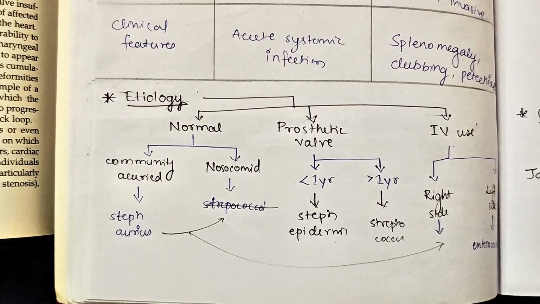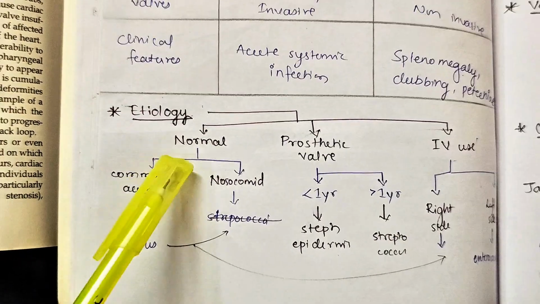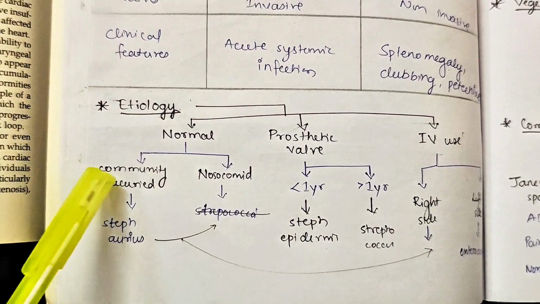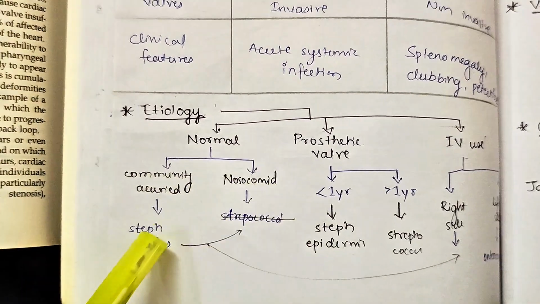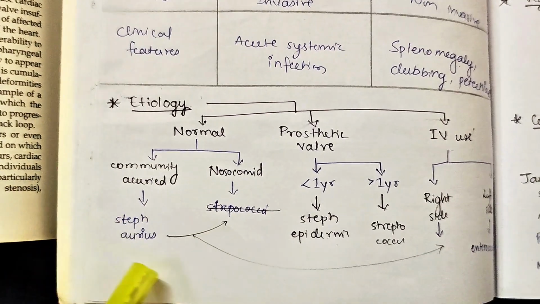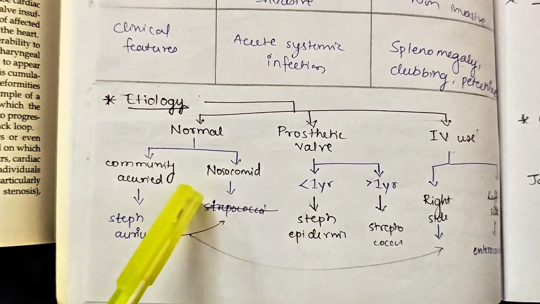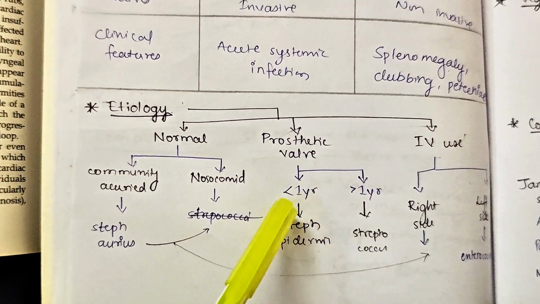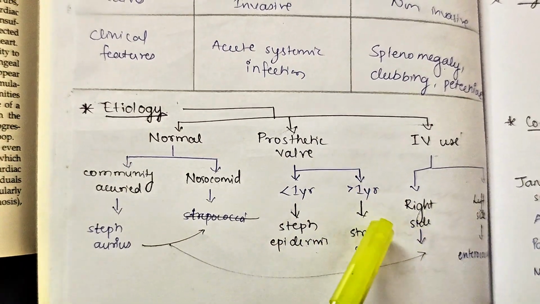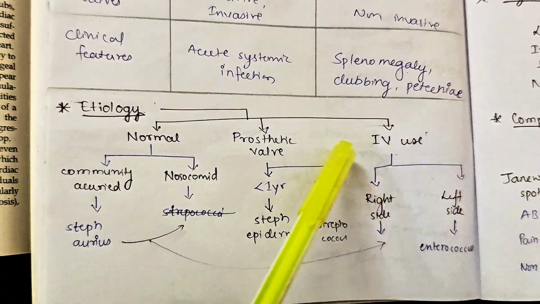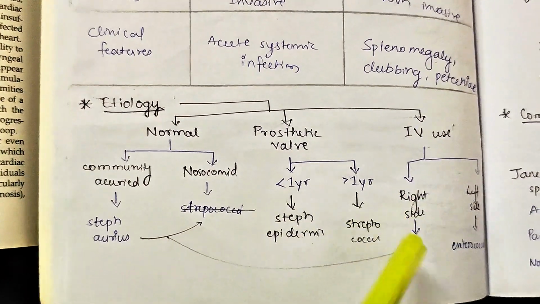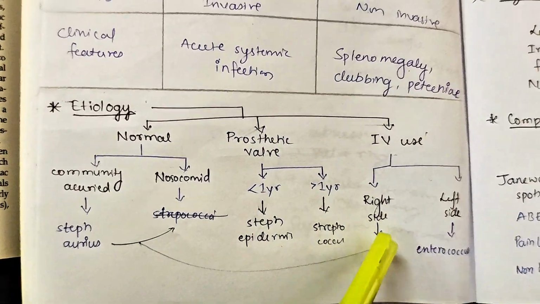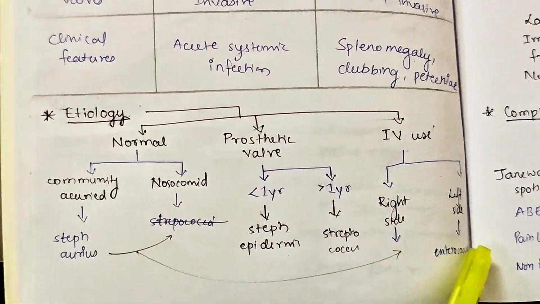Etiology: which infections are caused by which organisms? First, normal, community acquired and nosocomial. Community acquired is Staph aureus, and nosocomial is also Staph aureus. Prosthetic valves less than 1 year, Staph aureus; more than 1 year, Staphylococcus. In IV drug use, right sided can be caused by Staph aureus, same, left sided can be caused by Enterococcus.